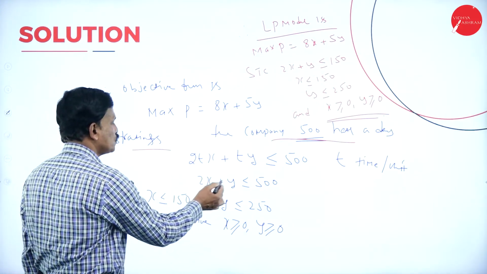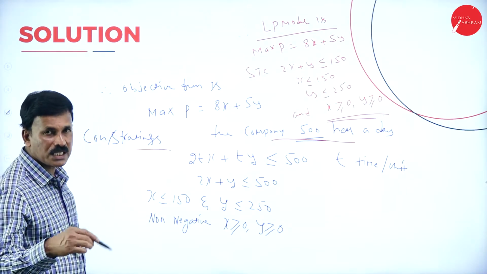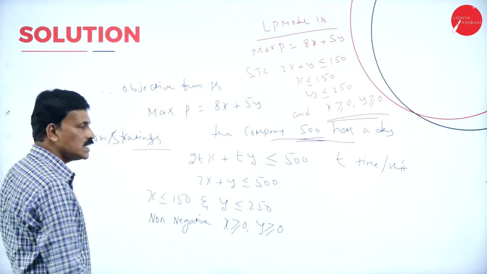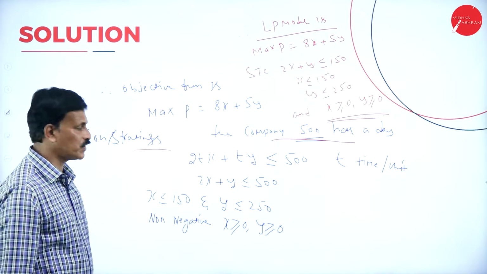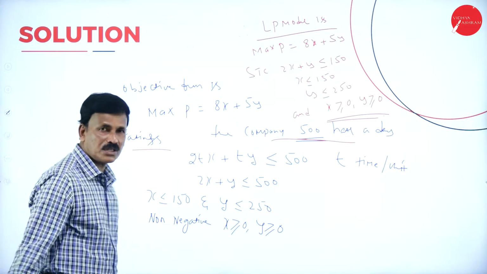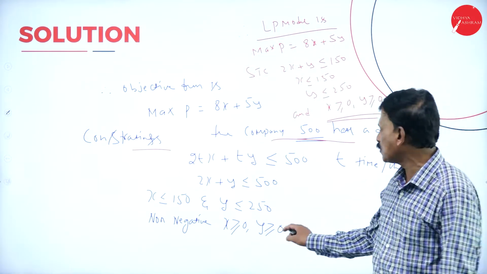This can be written as 2x plus y is less than or equal to 500. Further it is stated that x is less than or equal to 150 and y is less than or equal to 250. And restricted to the non-negative restrictions, that is x is greater than or equal to 0, y is greater than or equal to 0.